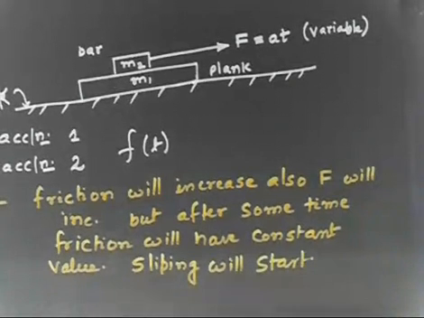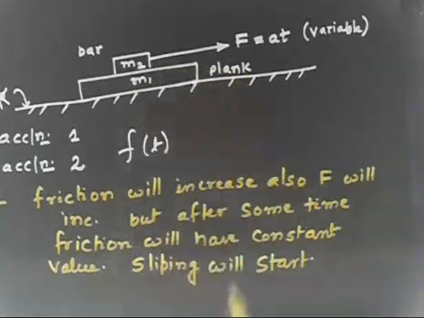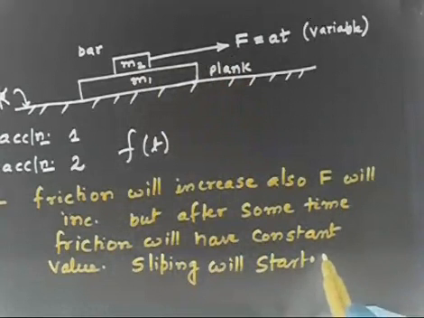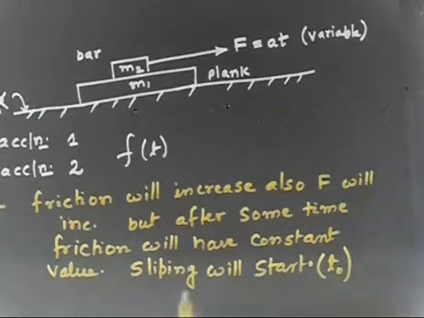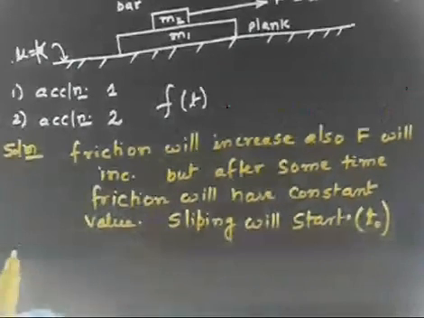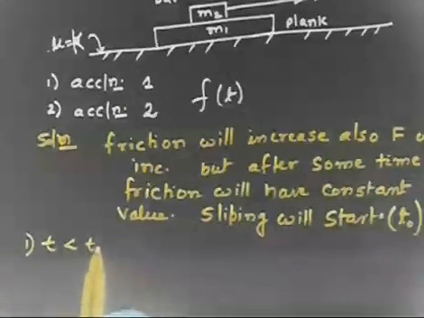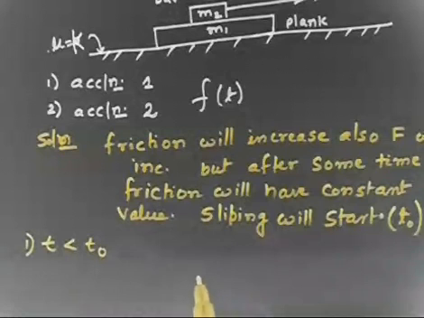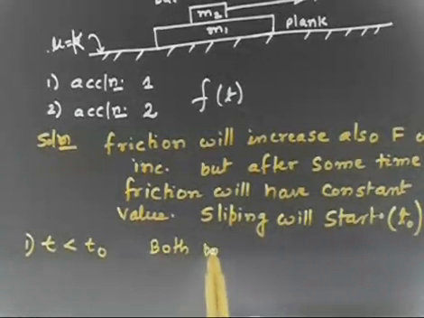Before that, there is no slipping. Let us call this time T0. So before T0, there is no slipping. So let us say the slipping starts at time T0. So T0 is the time when slipping starts. So before T0, I say if t is less than T0, let us call this situation 1. If t is less than T0, both blocks are moving together.